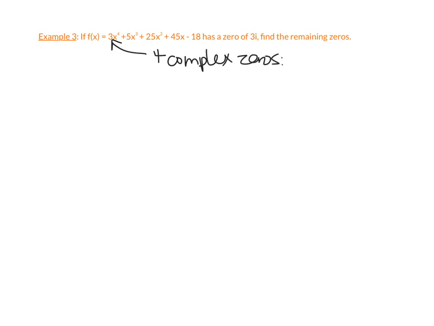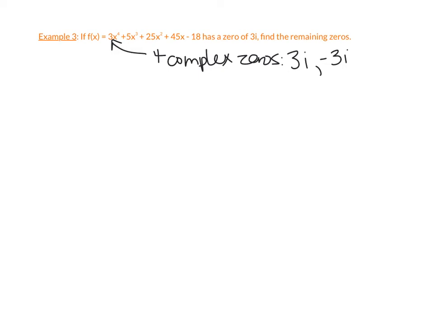We know one of them is 3i. And actually, we also know that the conjugate of 3i, which is negative 3i, is a 0 of this one. So what we can do now is find our last 2 zeros using polynomial long division.